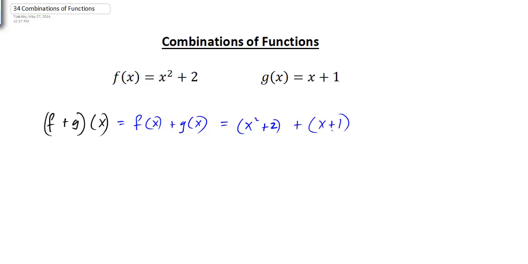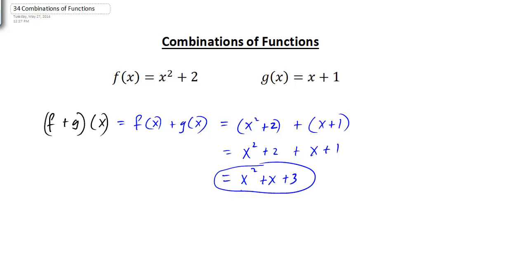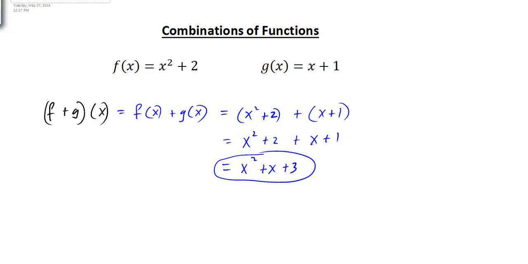Now if you notice, I will put these in parentheses, although for this example we really didn't need the parentheses, so we would end up with x squared plus 2 plus x plus 1, and then we simply combine our like terms. So we have x squared plus x, 2 plus 1 is 3. So there we have f plus g of x is equal to x squared plus x plus 3. So that's all we're doing, is adding the two functions together.